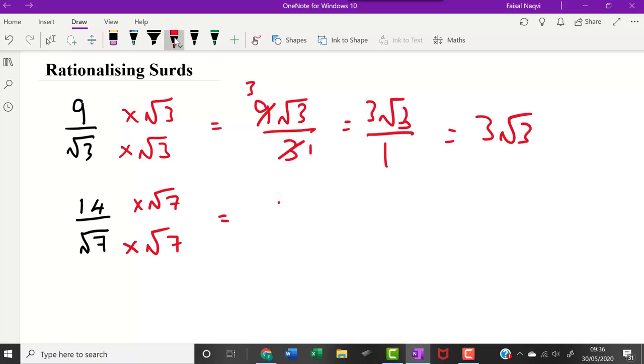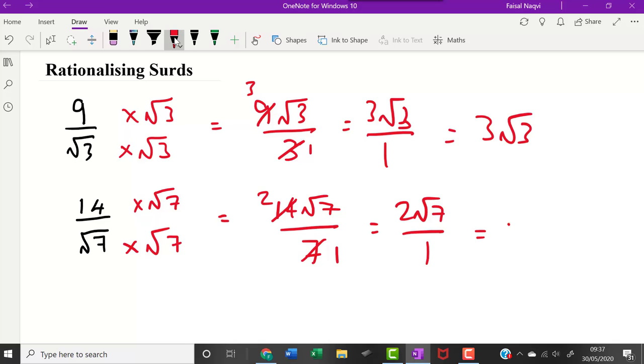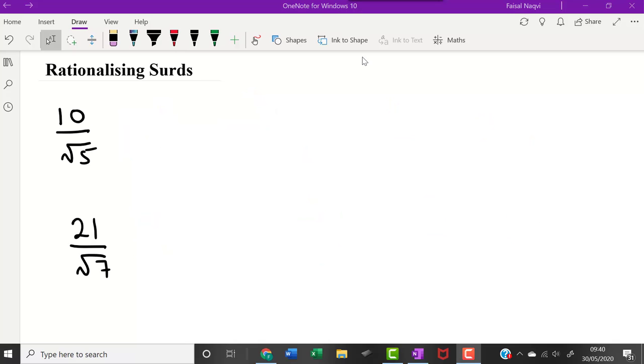If I multiply that out, I've got 14 root 7 divided by 7. Both 14 and 7 can be divided by 7, so 14 can be divided by 7 twice, 7 can be divided by 7 once, which is 2 root 7 over 1, and anything divided by 1 is just 2 root 7. Here are 2 questions for you to have a go at. Press pause and we'll run through it in a few seconds.